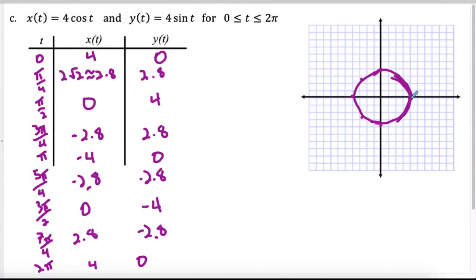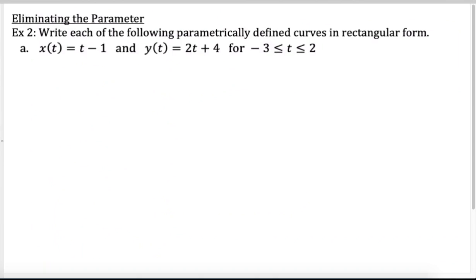So we started here, and we started going counterclockwise around the circle. So put some arrows on here to specify that I am going in this direction. All right? So the other thing I want to talk about then is how to eliminate the parameter.